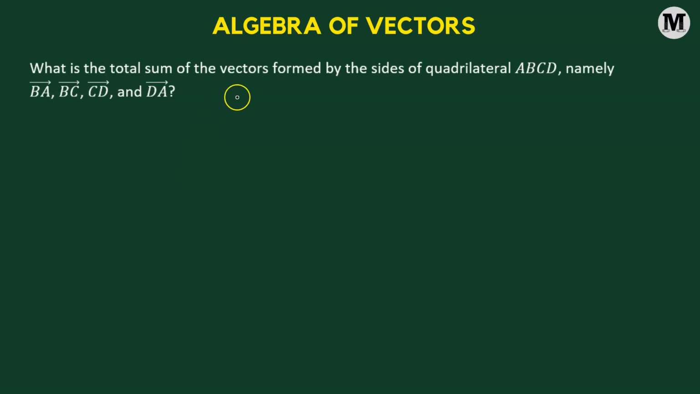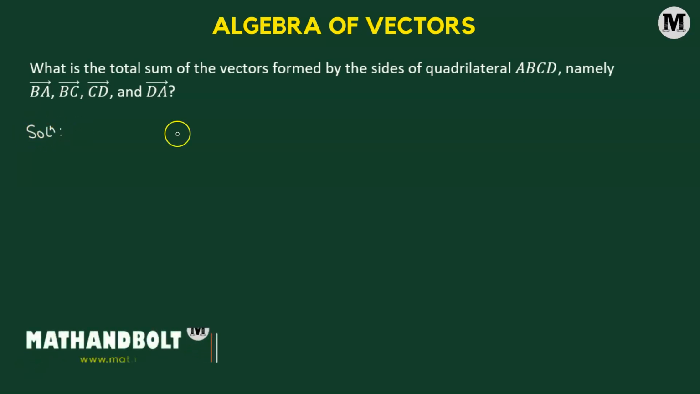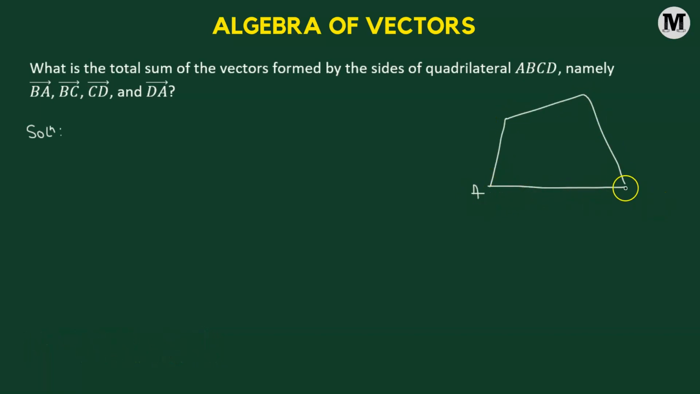What is the total sum of the vectors formed by the sides of a quadrilateral ABCD, namely BA vector, BC vector, CD vector and DA vector? Okay, let's try to understand this problem. So here we will be considering a quadrilateral with vertices A, B, C and D.